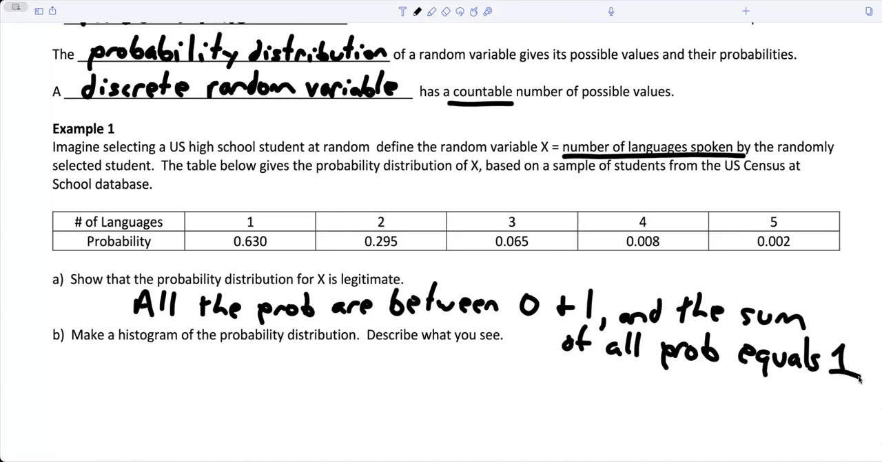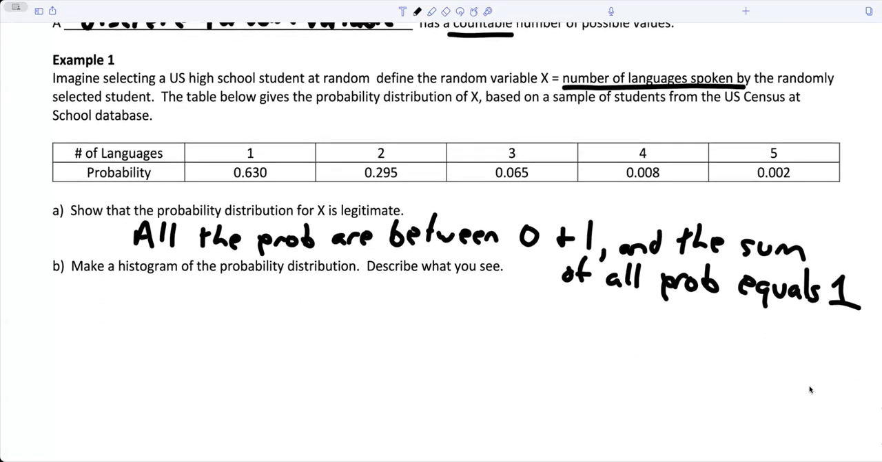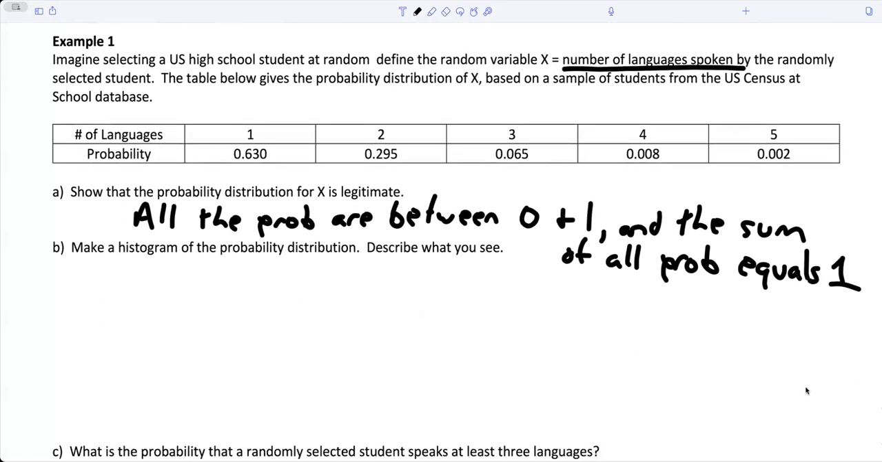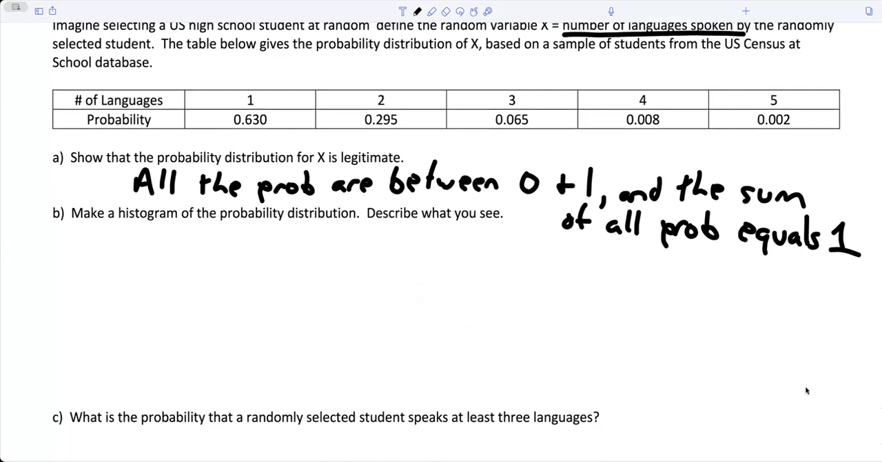So part B says make a histogram of the probability distribution and describe what you see. Ah, yes, remember that. Histograms. Have we forgotten? That's okay. We have a little semester exam coming up in the not too distant future, which will incentivize us to remind ourselves of everything that we have, I'm not going to say learned, but been exposed to previously. So let's make a little histogram.